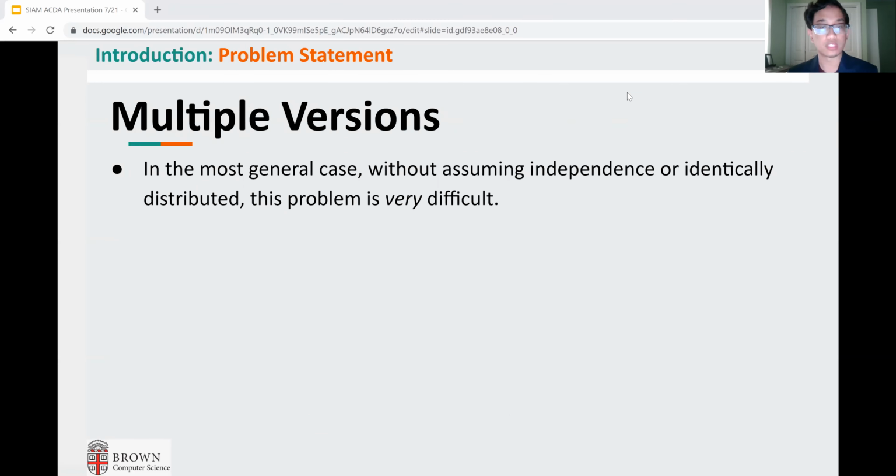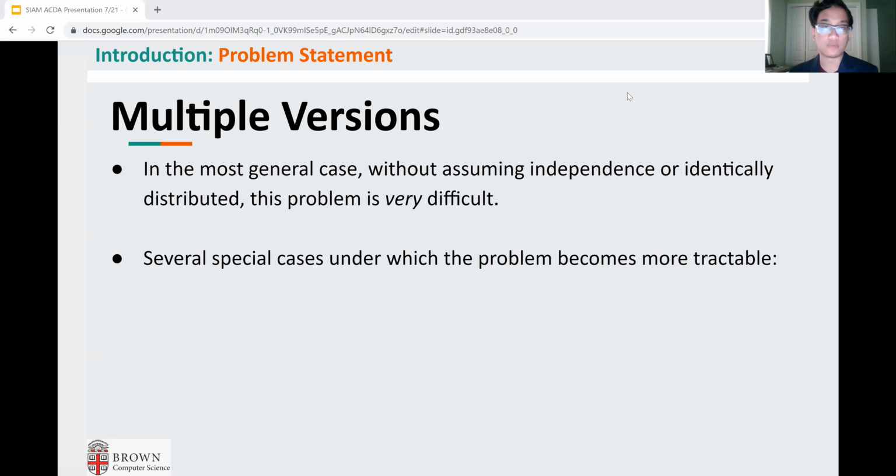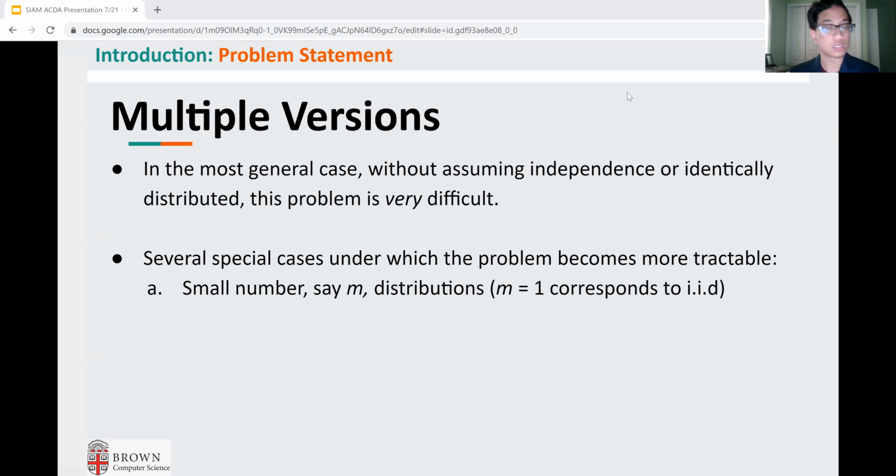From our example, this problem can become very difficult under the most general settings. Fortunately, there are a couple of assumptions on our random variables that can make our problem easier, such as assuming that they're identically distributed or that they come from a small number of distributions. We can also assume that they're independent.